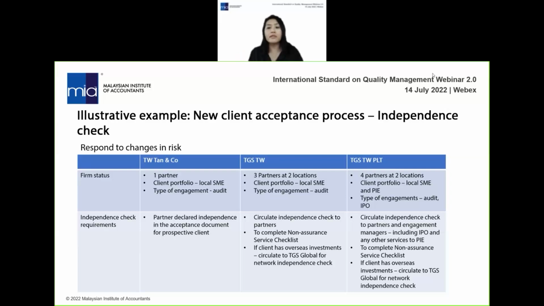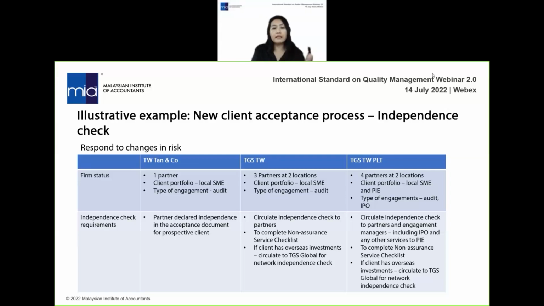The IPO services which involve a PIE, right? So if we have a new PIE with a specific engagement, then we will have to do the independence check. So it's not just limited to audit, right? And then we also need to complete the non-assurance service checklist, to make sure whether we have performed any other services to this particular client. Then the same thing: if your clients have an overseas investment, we have to circulate to our TGS Global for a network independence check.